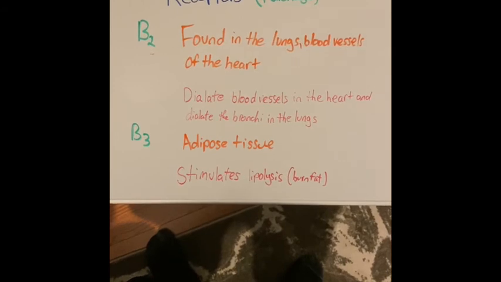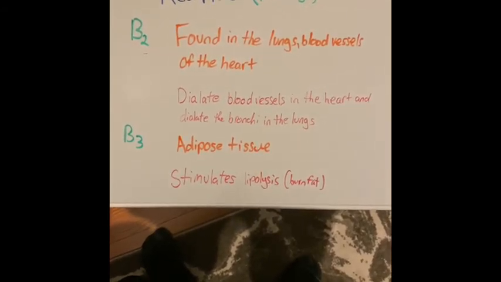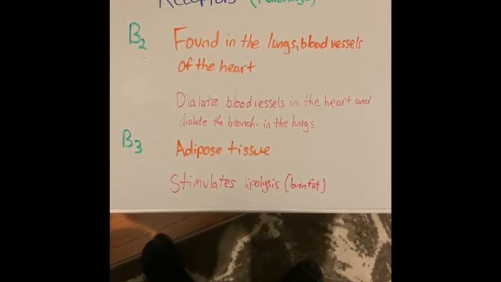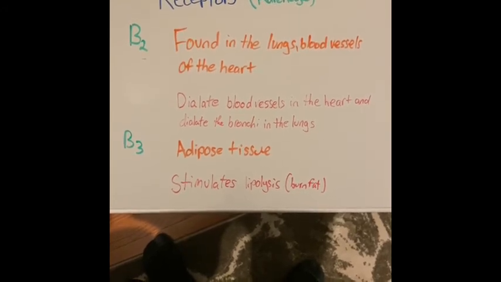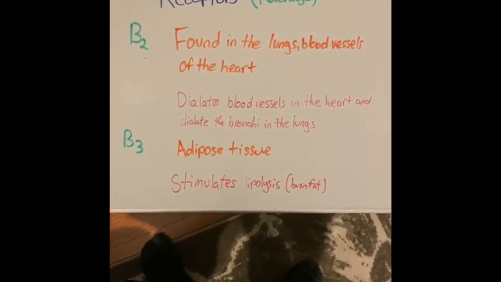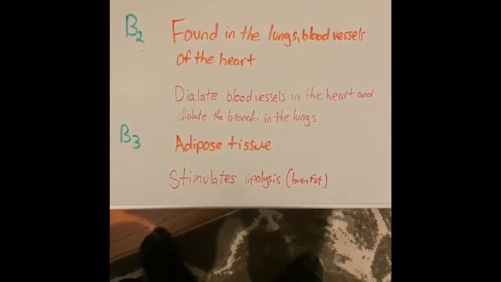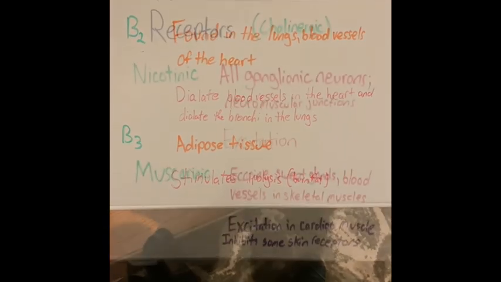And the last 2 of the adrenergic receptors, beta 2, is found in the lungs and the blood vessels of the heart. Basically, it dilates the blood vessels in the heart and dilates the bronchi in the lungs. It opens it up, lets more oxygen get through. Beta 3 is found on adipose tissue, and all it really does is stimulate lipolysis, which burns fat.